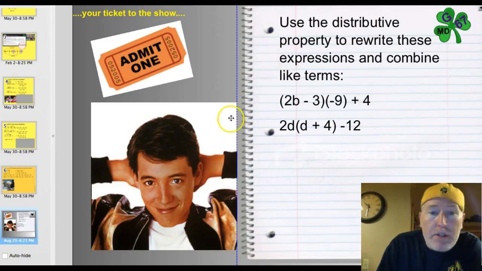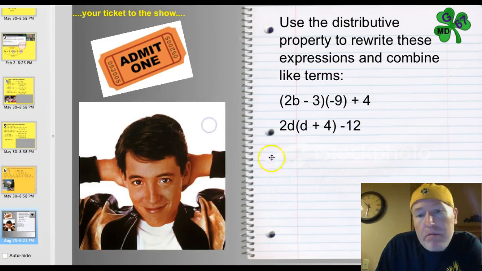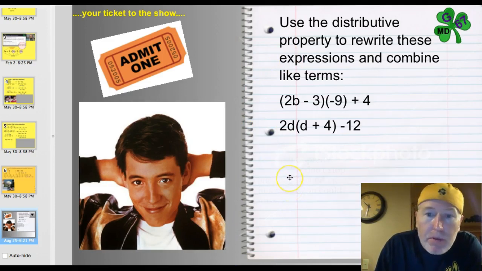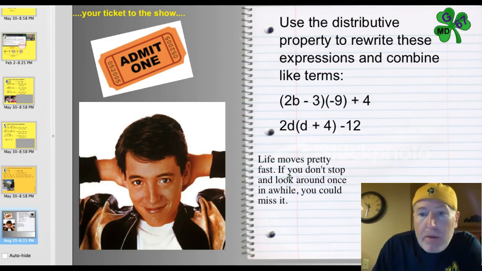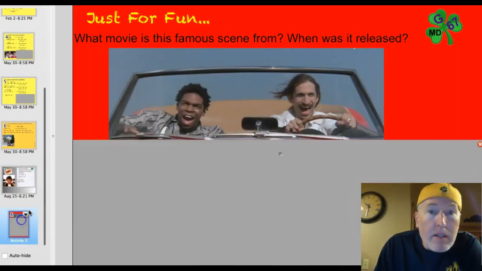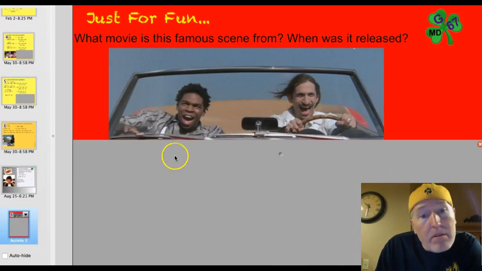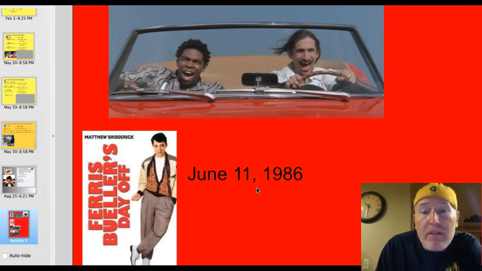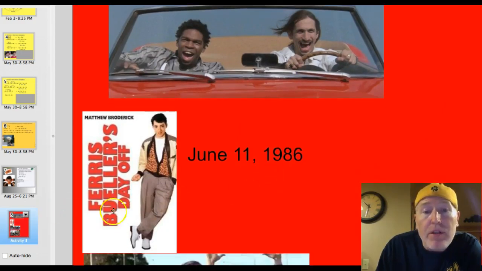Okie dokie, here's Ferris Bueller from the movie. Gave you a few good shots of the movie as we went through the slideshow. Here's my favorite quote of his during the movie. Life moves pretty fast. If you don't stop and look around once in a while, you could miss it. Great line. The official title of the movie is Ferris Bueller's Day Off. It was released June 11th, 1986, about 30 years ago. PG-13, check with your parents on watching that.